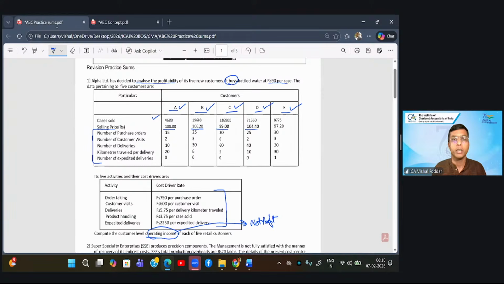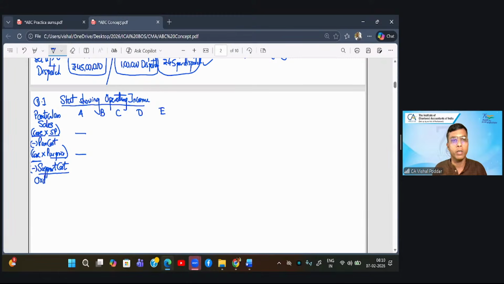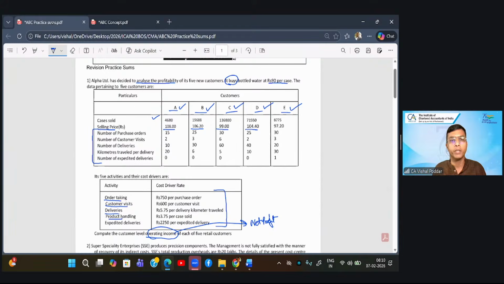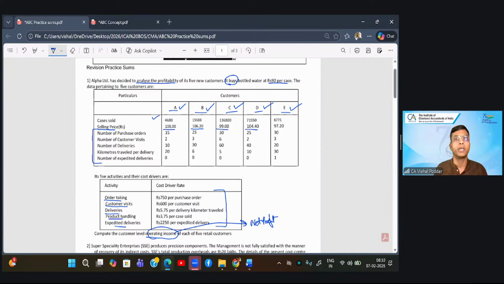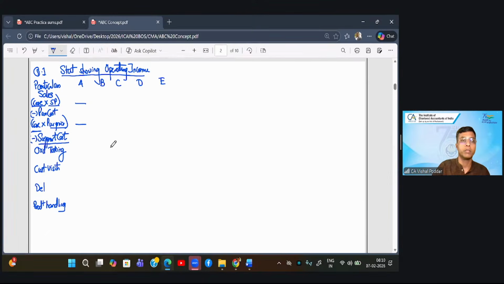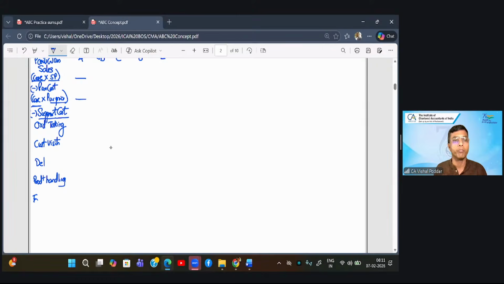Now what are the names? The activities are order taking, customer visits. So I will name them the same. So first is order taking. You have to leave one line blank to show the workings. Then the other is customer visits, correct? Third is deliveries. Next is product handling. So deliveries, product handling, and last is expedited delivery. That is, somebody wants urgent delivery, so I've done that.